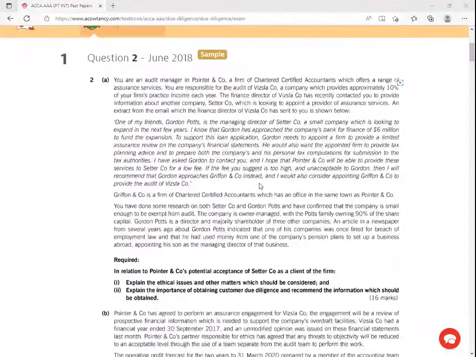So we start with the first one. So we are told here, you are an audit manager. So you are a manager up there, so you need to reason like a manager, right? So you are an audit manager in Pointer and Company, a firm of CPA, which offers a range of assurance services. You are responsible for the audit of this company, a company which provides approximately 10% of your firm's practice income each year.